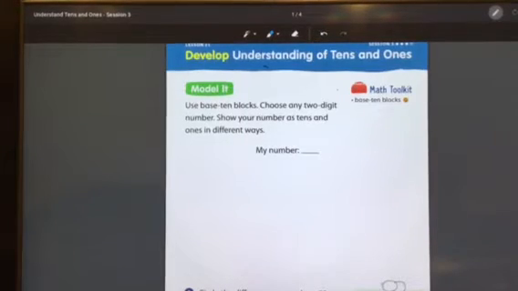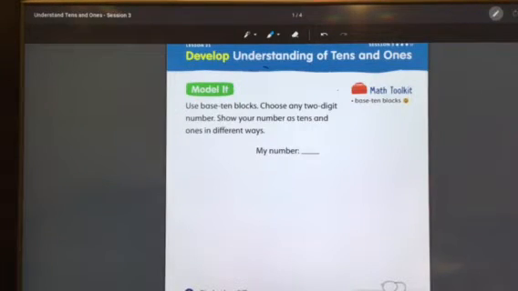Hello families, today we will be doing Lesson 21, Session 3. The students will be developing their understanding of tens and ones. If you don't already have out your tens blocks and your ones, please take those out. If you made them out of paper, please use those also.